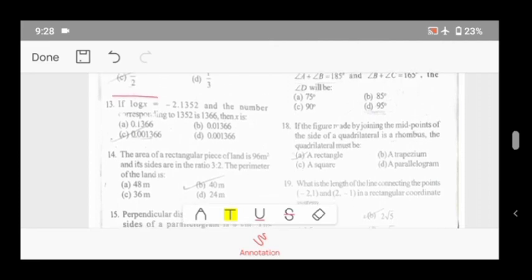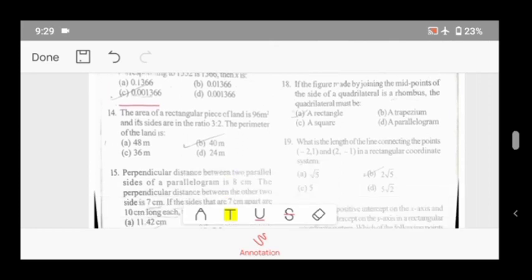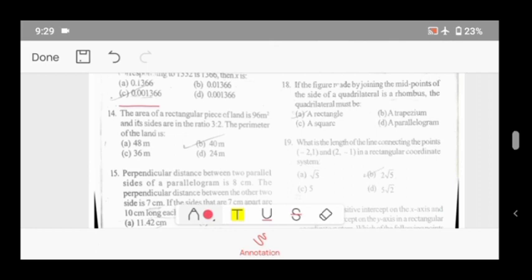13th one. If log x is equal to minus 2.3052, and the number corresponding to 1352 is 1366, then x is whatever you choose. Then 14, the area of a rectangular piece of land is 96 square meters and the sides are in a given ratio. With the ratio given, you have to solve for the perimeter of the land. From the choices you will get only 40 meters. So the answer will be 40 only.